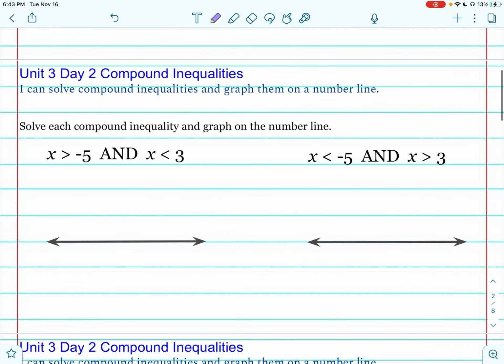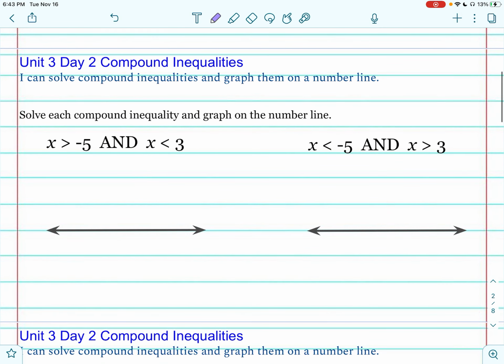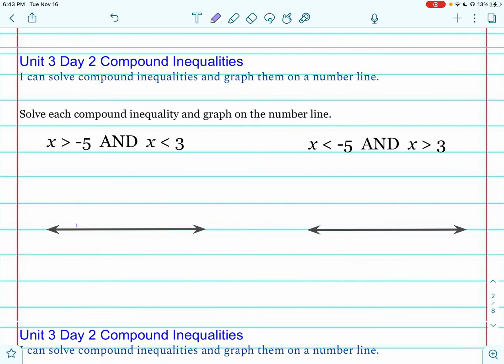All right, so what does this look like? I have to satisfy both of these. So -5, 0, 3. So x greater than -5, so I'd be shading this way, right? And less than 3, and I'd be shading this way. So my final answer is just the overlap here of where they're happening. Okay, so I'm looking for the overlap.